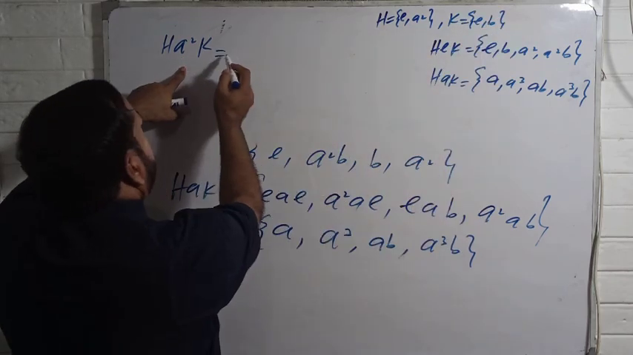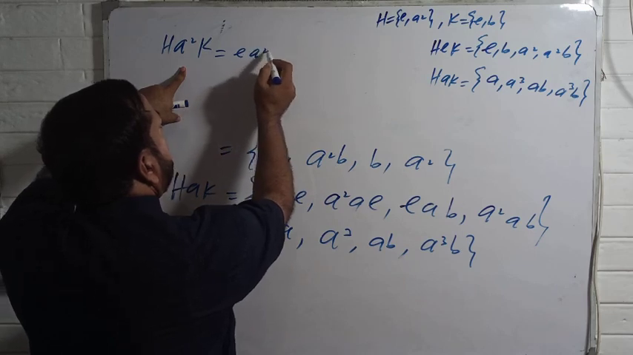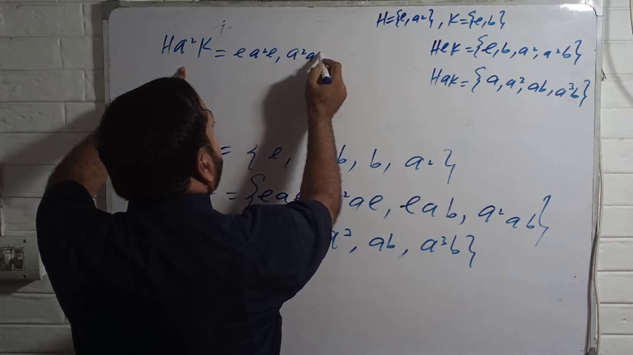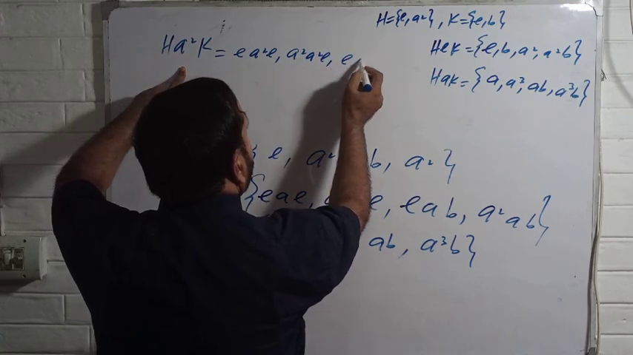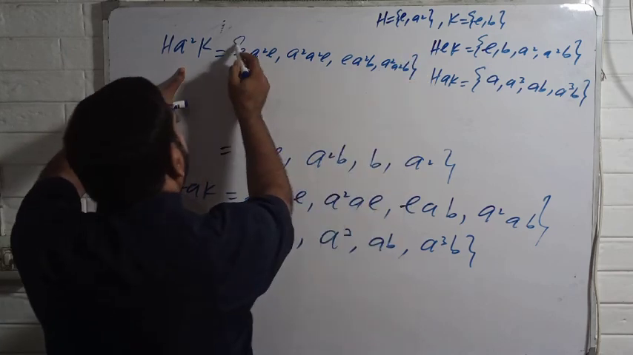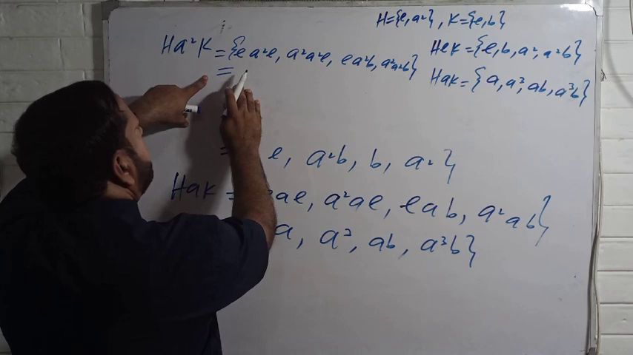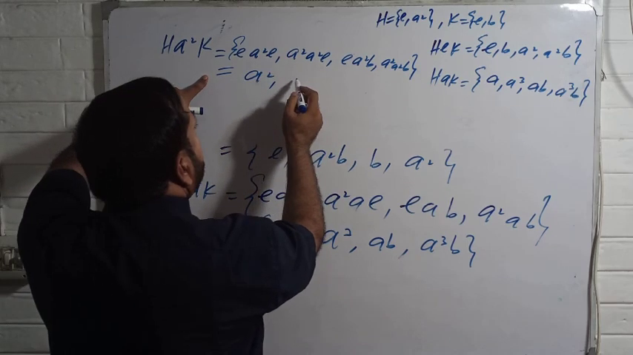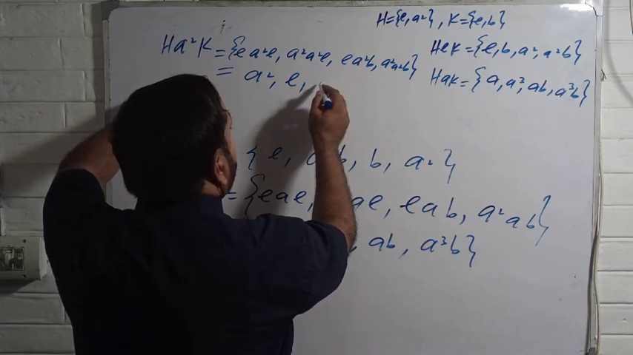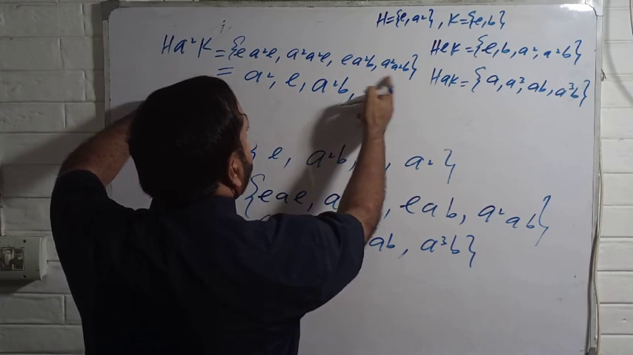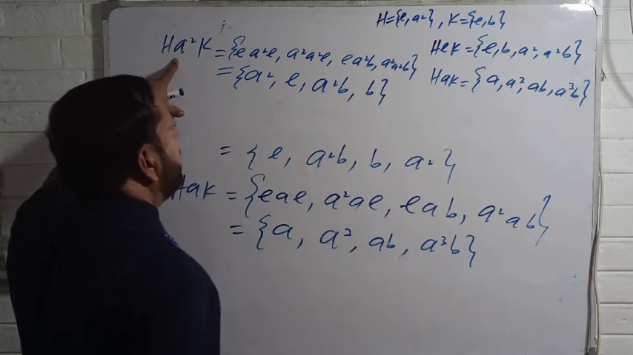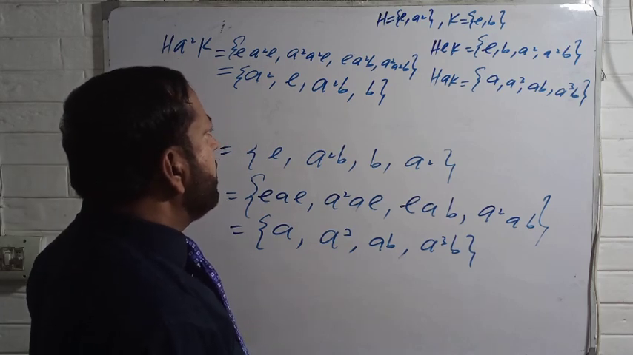Now find H A square K. This is E A square E, A square E, then E A square B, then A square B. If you look at this, this is equal to A square. This is E. This one is A square B. This one is A, this one is B. So it's the same.